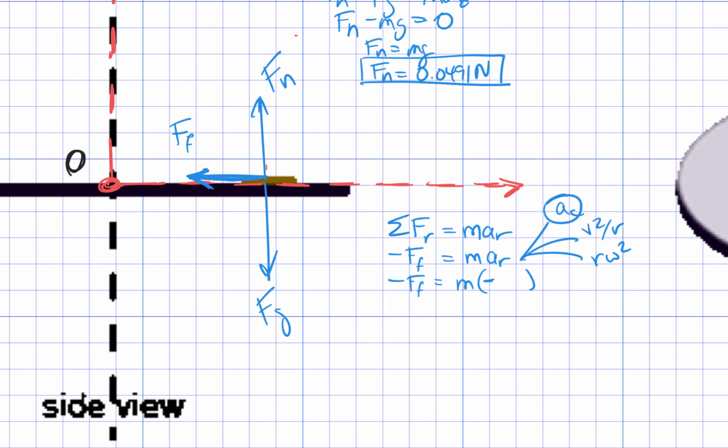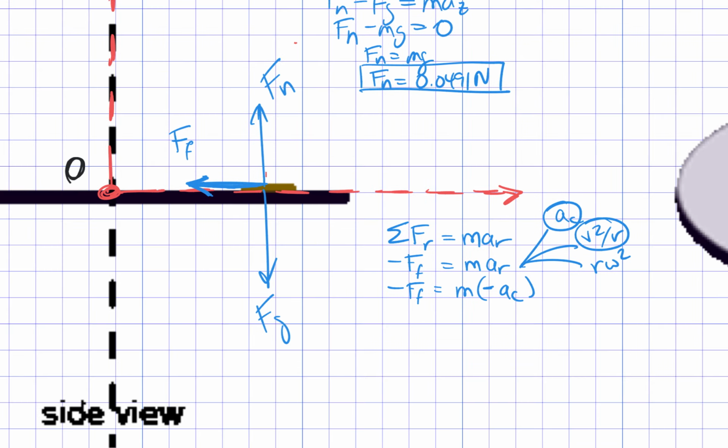So I will use A sub C here. Okay, that's the least common answer that you would use here. 90% of the time you use V squared on R, maybe 9% of the time you use R omega squared, and every so often you will have already calculated A sub C for some reason. Okay, so let's go ahead and solve for this.